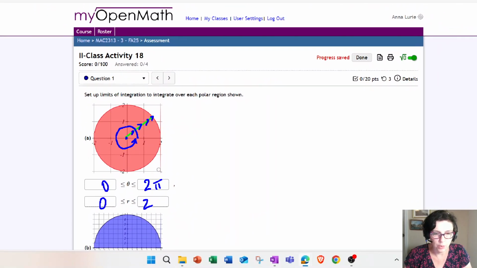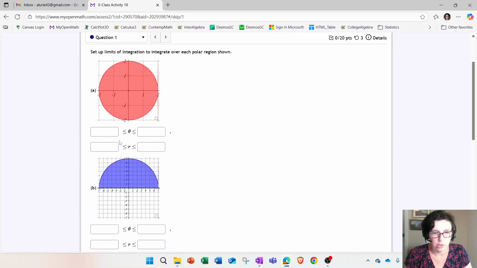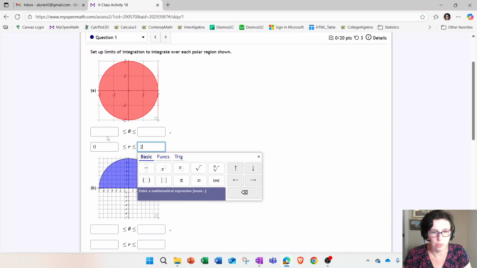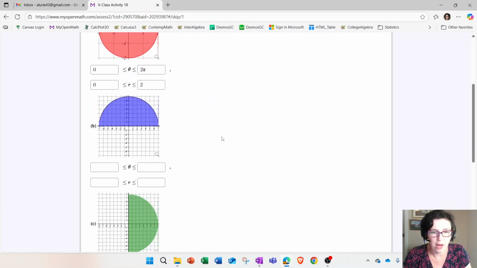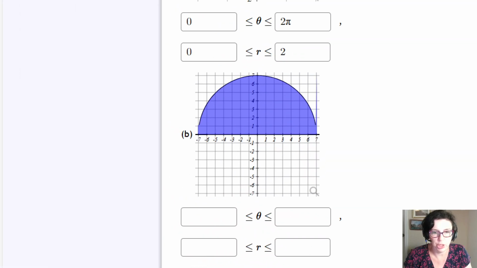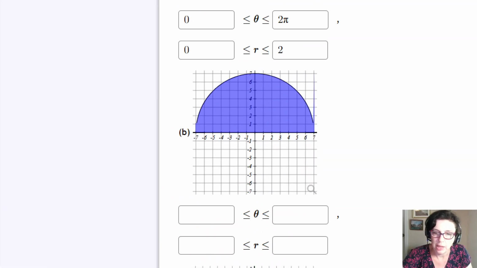So again, r goes 0 to 2, and theta goes 0 to 2 pi. What if it's the top half of a circle? How does it change? Okay, so again, fix the angle theta with the x-axis, then r is going to start at the origin, right? And then you go until you reach the boundary of the region. So here it's going to start at 0, and then it's just going to go all the way up to the boundary, which is 7. So this will go 0 to 7.